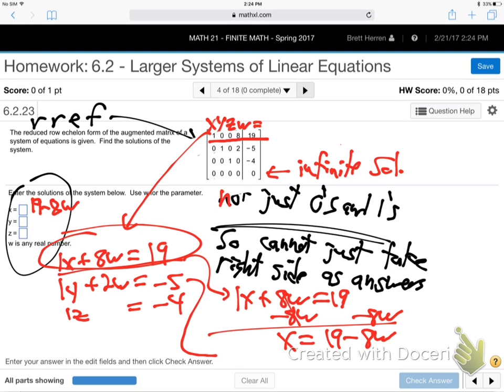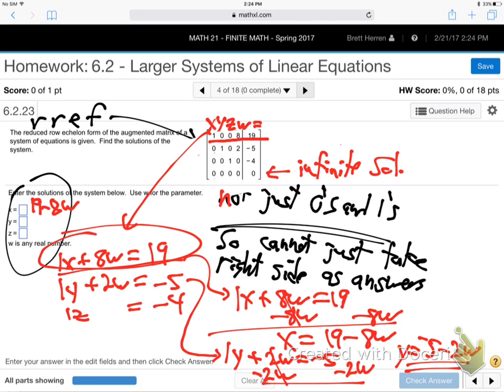What's y? 1y plus 2w is -5. How do you solve for y? Subtract 2w from both sides. Y is -5 minus 2w. How do you solve for z? Z is just straight -4. See how z is already alone? Nothing to do there. You don't even need a 1. 1 times z is just z. Don't even need to divide by it. And that's all they want. We're done there. Does that make sense? See what I did there?